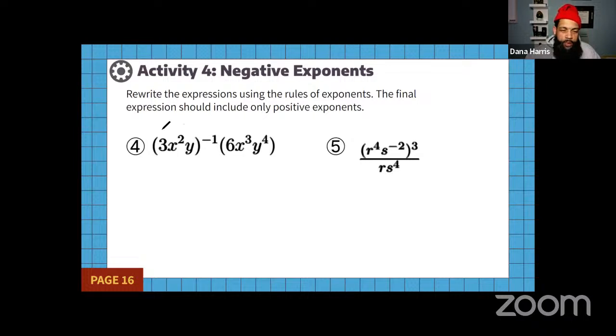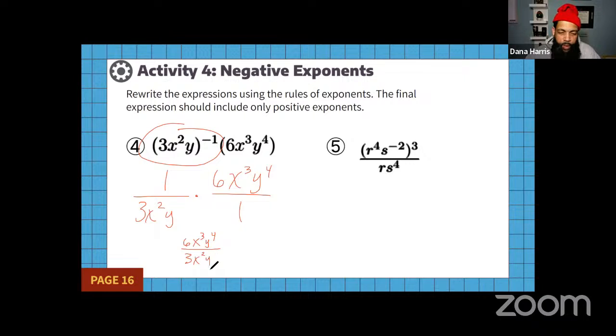Remember, if I have a negative exponent, I have 1 over 3x squared y, and then times 6x cubed y to the 4th over 1. So that equals 6x to the 3rd, y to the 4th, over 3x squared y. All right, 6 divided by 3.